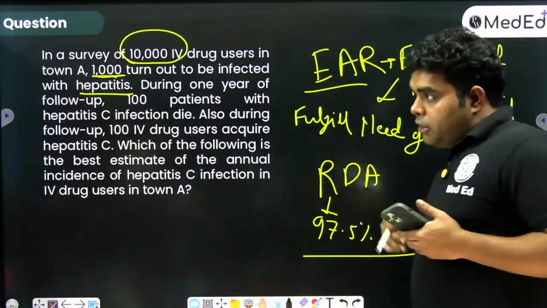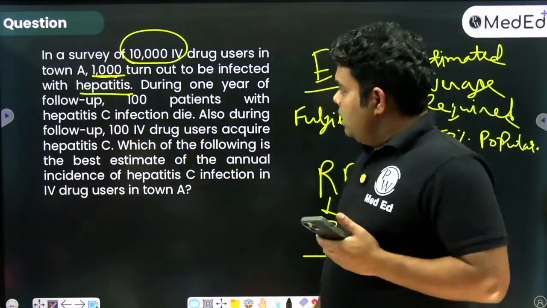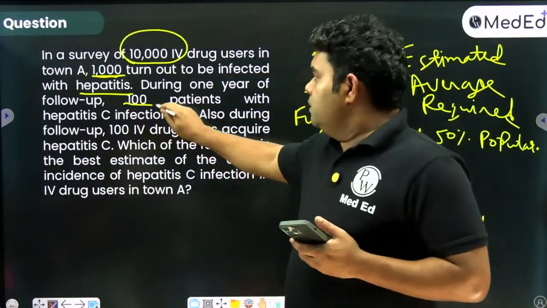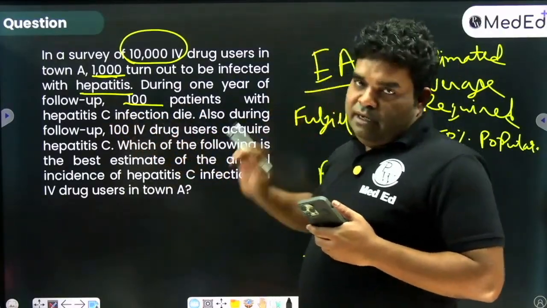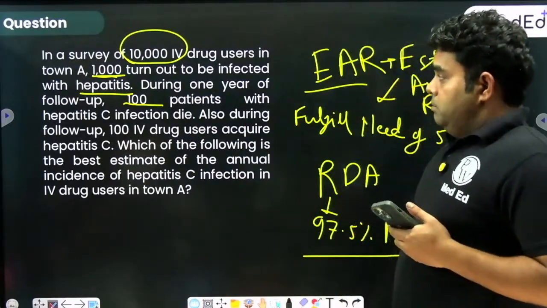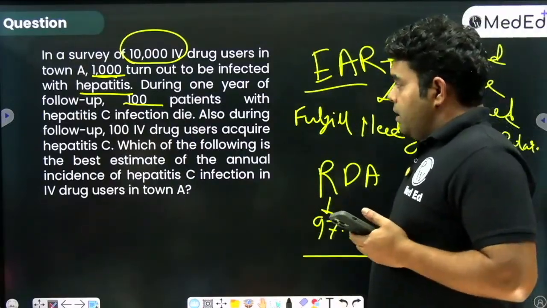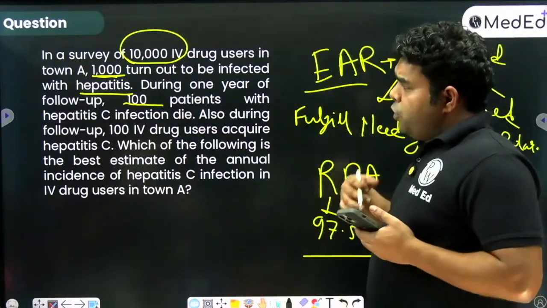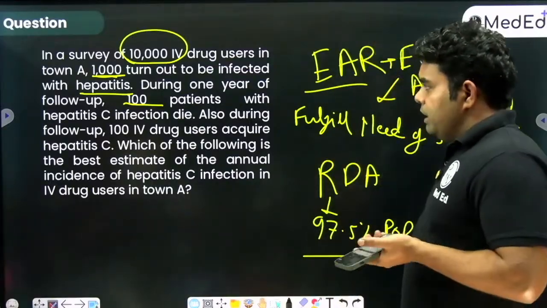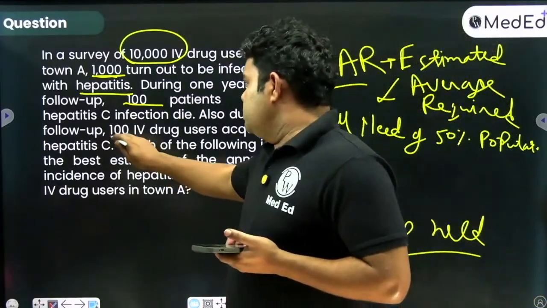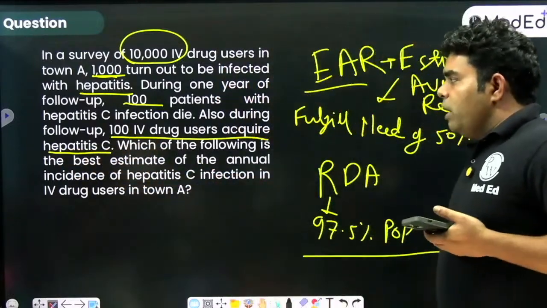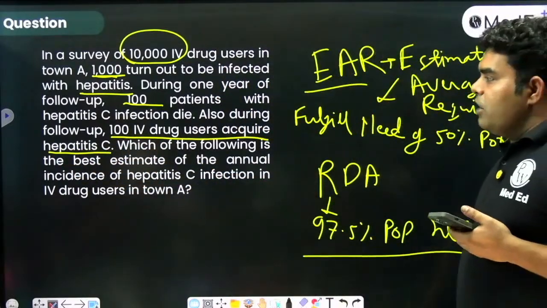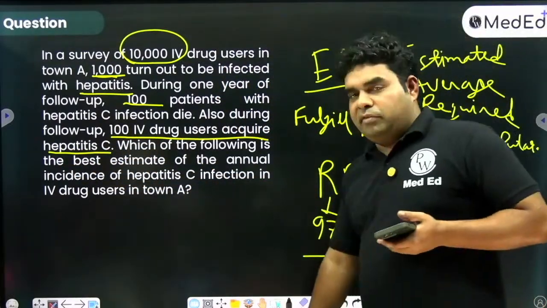Then during the next year, 100 patients developed hepatitis C infection and died. And also during follow-up of that 1 year, 100 IV users acquired hepatitis C. So which of the following is the best estimate of the annual incidence of hepatitis C infection?